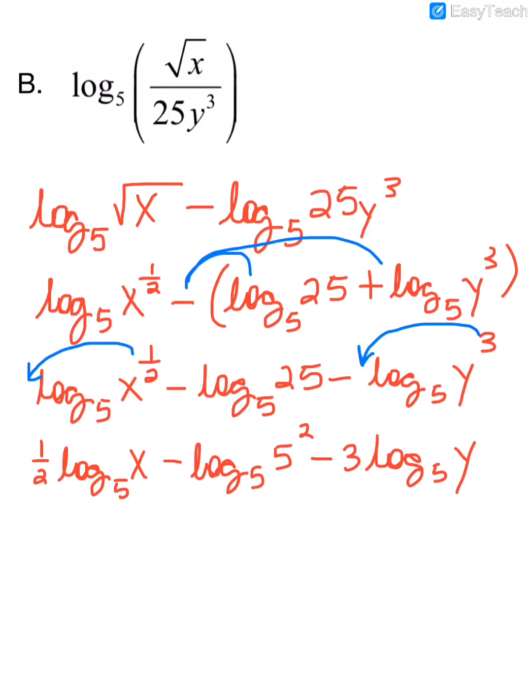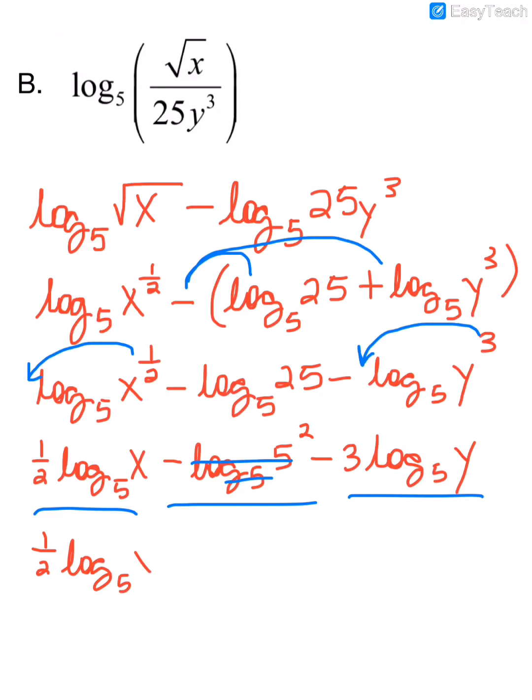Okay, we're almost done. The first logarithm and this last logarithm are done. But right here in the middle, remember that if our base and our logarithm are the same, they cancel out. Okay, so we're left with 1/2 log base 5 of x, and then that would be minus 2, okay, because my base and my logarithm canceled out, minus 3 log base 5 of y.